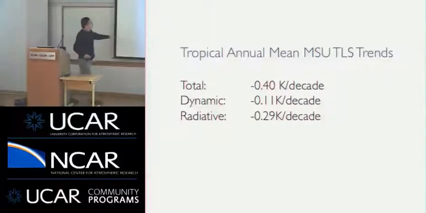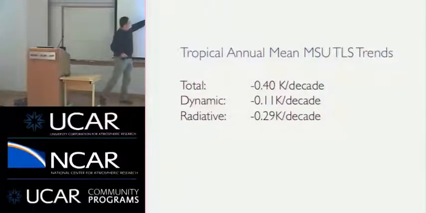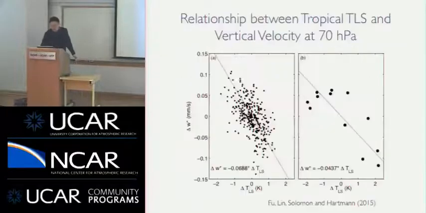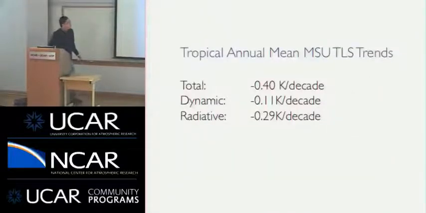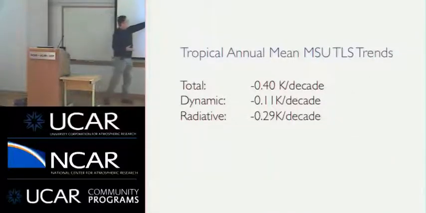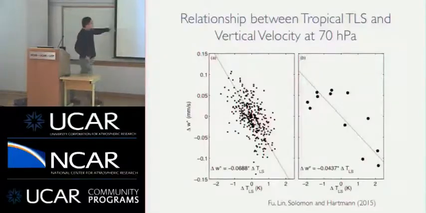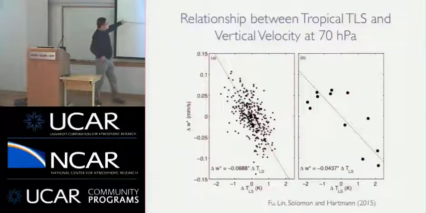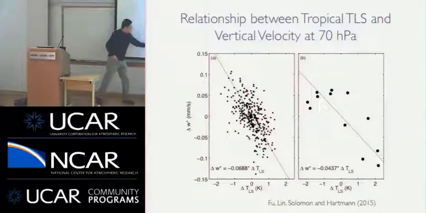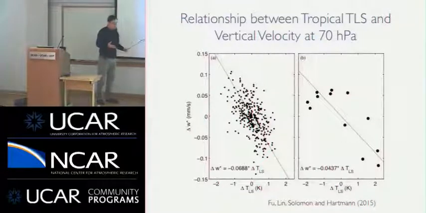Okay, so I repeat, what we derive: total is minus 0.4, the dynamics minus 0.11, and the radiative is minus 0.229. Now I want to convert this to the vertical velocity. In order to convert this, I try to build up the relation between the residual temperature with temperature change in the T4.